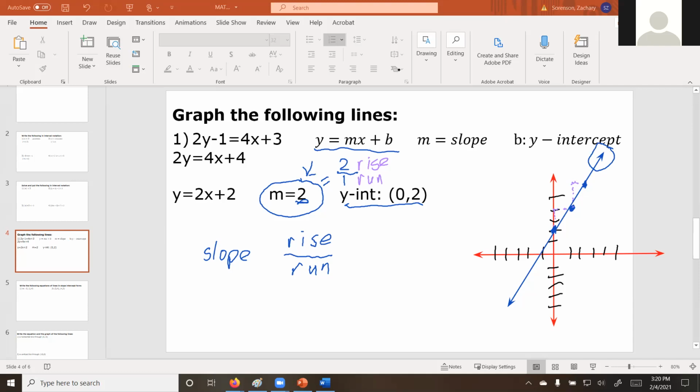If we want, hypothetically, let's do a quick example. Let's say my slope was negative 2/3. Well, I would still have the same starting point. My y-intercept's the same, and I would go down 2 over 3.